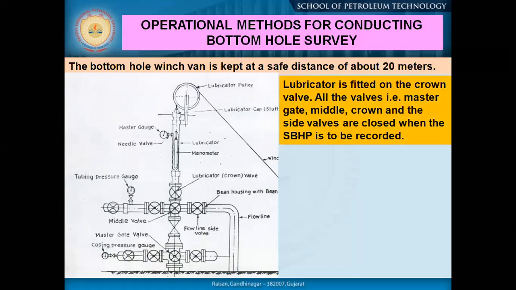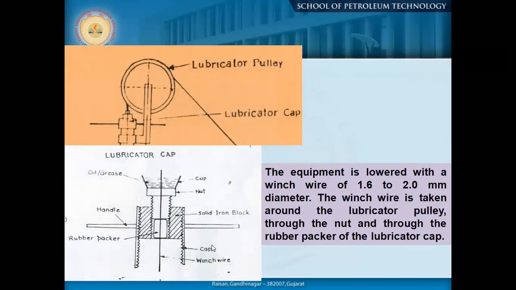Once the lubricator is fixed on the crown valve, all the valves, master gate, middle gate, crown valve, are closed when the SBHP is to be recorded. So that means when you are already there, you open the valve and try to connect it.